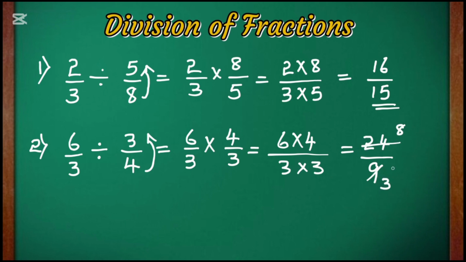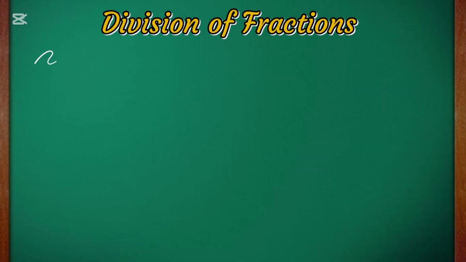We can do the cancellation to get the simplest answer. So in the table of 3, after cancelling, we get 8 by 3 as our final answer. 3 3s are 9 and 8 3s are 24. So it became 8 by 3. This is how we can do the division of fractions.